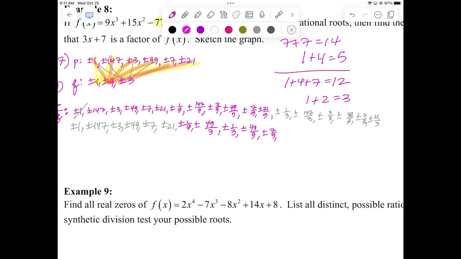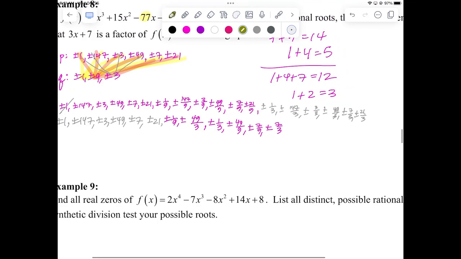Plus or minus 21/9, that simplifies down to what? 7 thirds. Do we have that one listed yet? 7 thirds? I don't see 7 thirds anywhere. So I have to write it down. It wasn't listed yet. All right, now we're going to get some doubles, I believe, here.